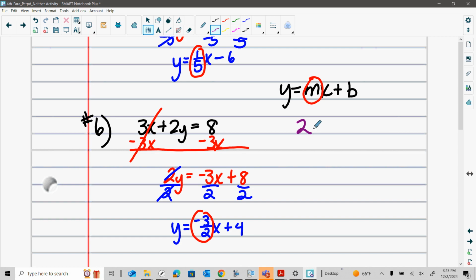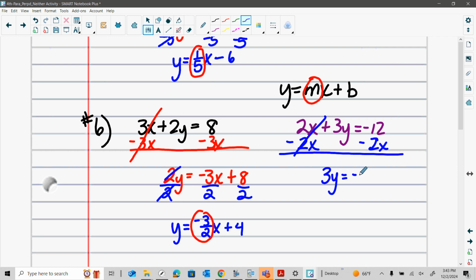The second equation was 2x plus 3y equals negative 12. Now we might see a pattern here. Some of you just saw it in class, but basically I'm still solving for y. I first eliminate the 2x by subtracting 2x on both sides. I now have 3y equals a negative 2x minus 12.